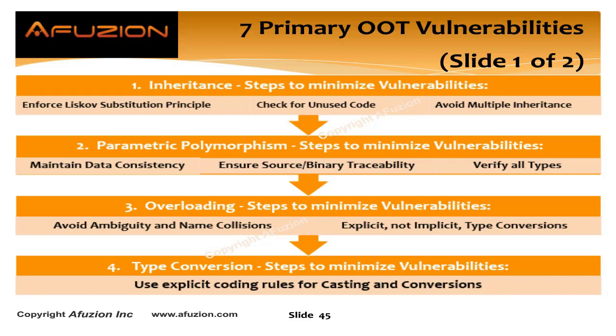Number 4, type conversions themselves. There are several gaps in here. We need to minimize those vulnerabilities by using explicit coding rules for how we do casting and conversions.